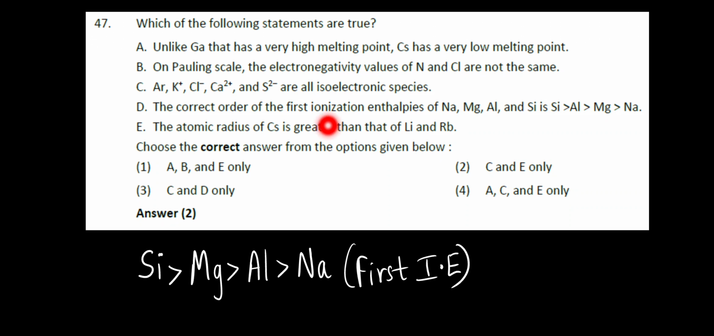So this C is correct. Which option has C? 2, 3 and 4. So this way you can eliminate one option. Option A, 1, is eliminated.